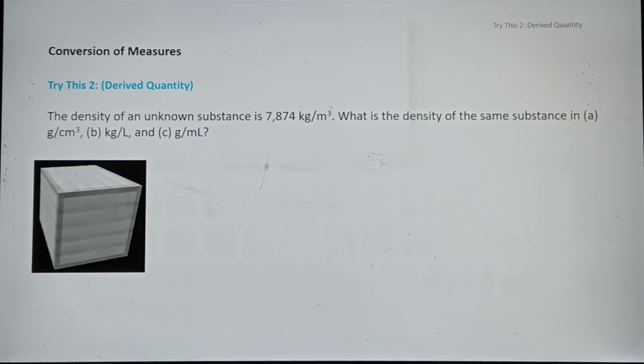In this problem, the density of a known substance is 7,874 kilograms per cubic meter. What is the density of the same substance in A, grams per cubic centimeter, B, kilograms per liter, and C, grams per milliliter? Just the same as the first problem, I want you to identify the quantity, the measure, the unknowns, the conversion factors, and give your final answer. Again, you are given 3 minutes to complete the answers to the problem. And your 3 minutes starts now.